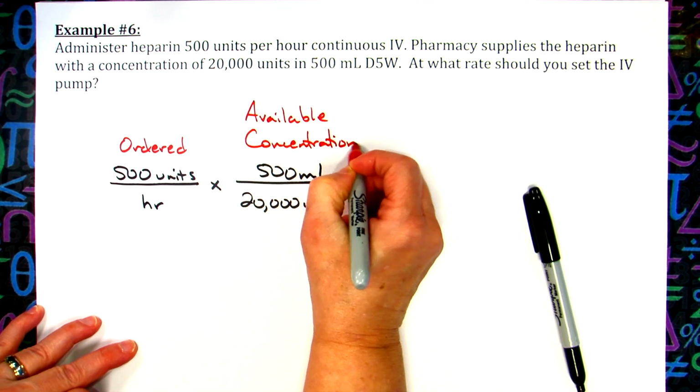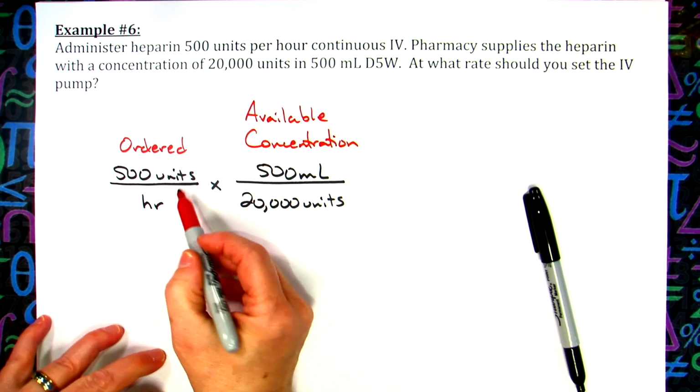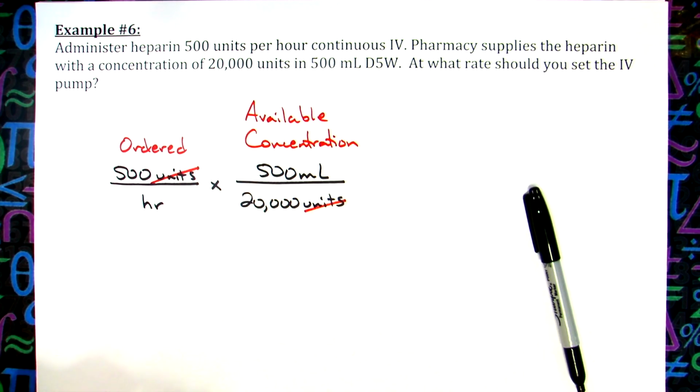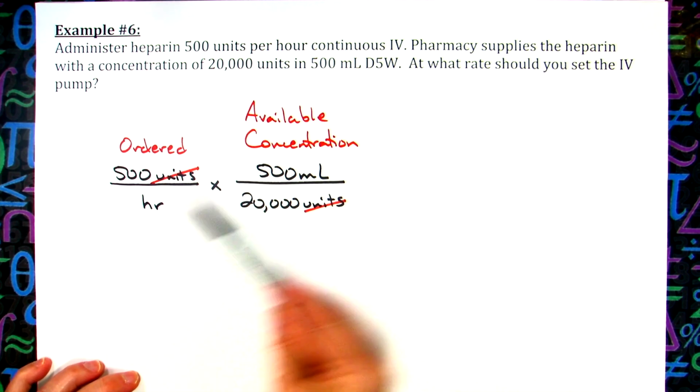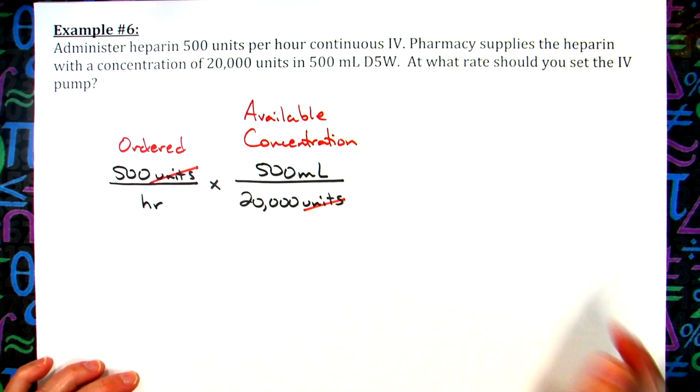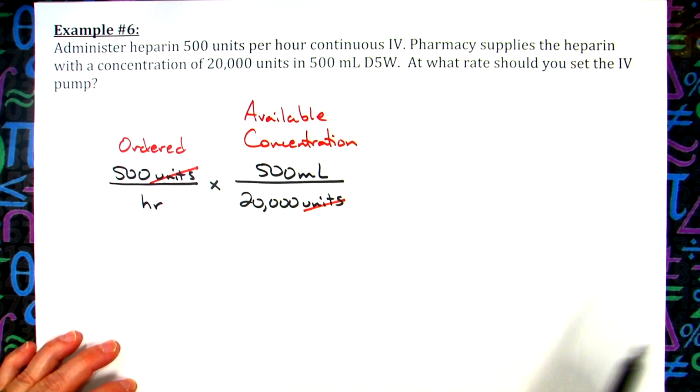So now looking at what we've got here, I've got a label of units in the top. I've got a label in the units in the bottom. I can cross those out. The only thing left is milliliters per hour. At what rate should you set the IV pump? That is going to be milliliters per hour.